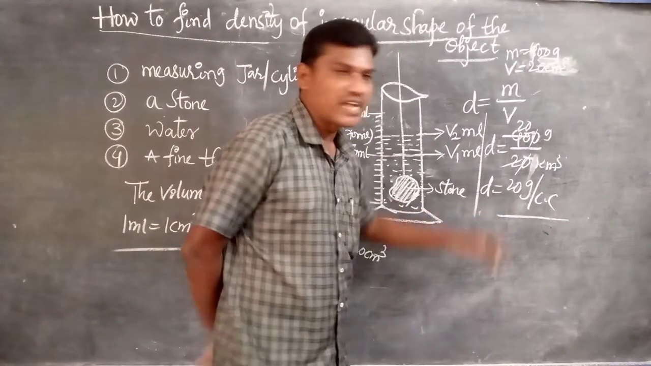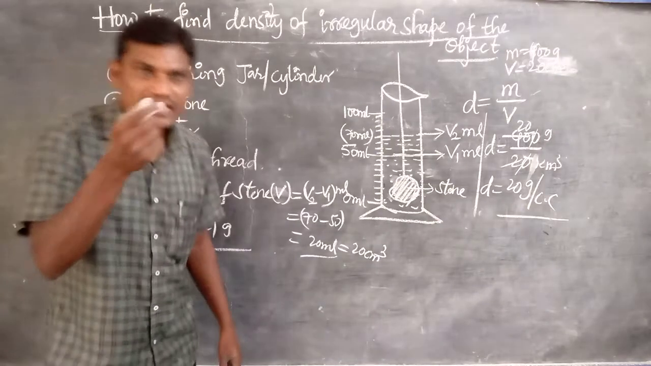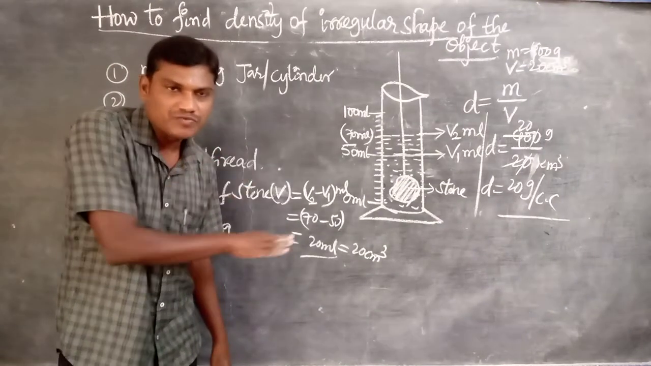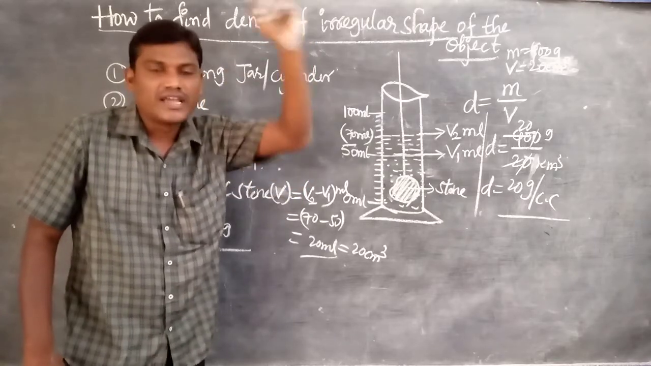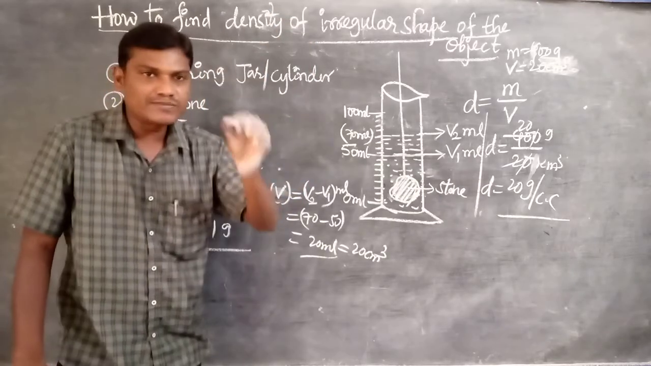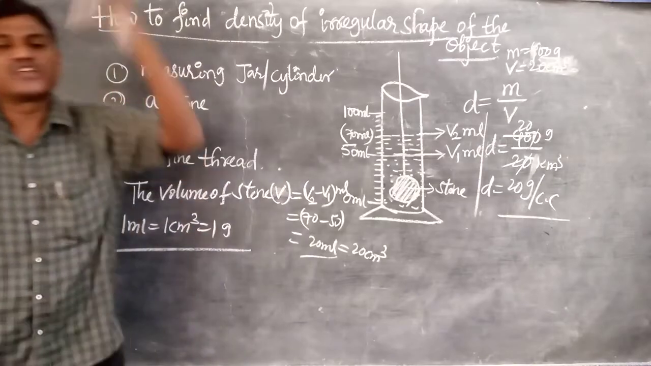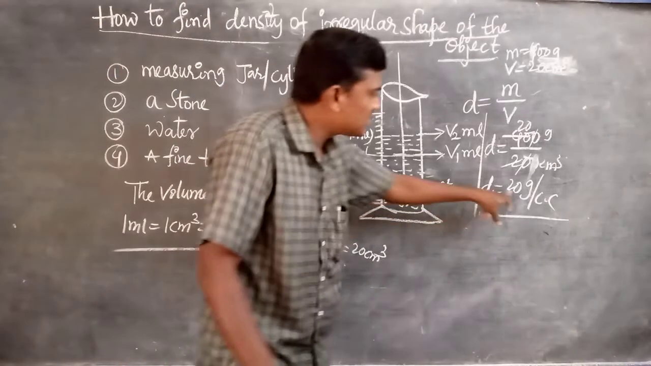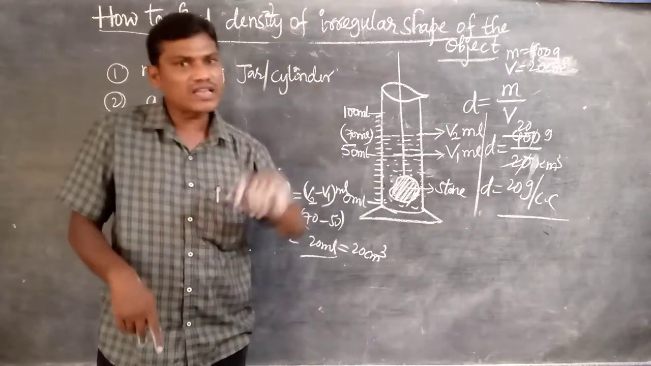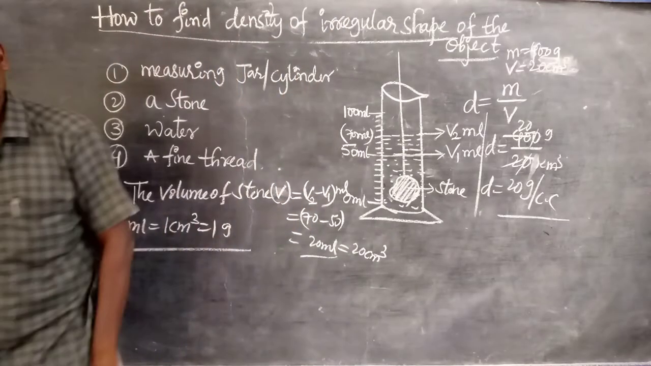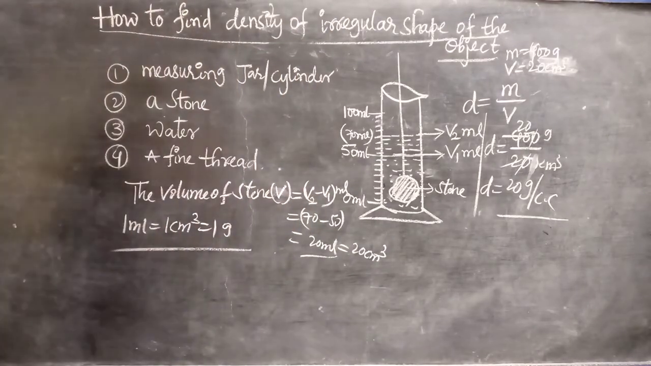We already discussed very clearly in our previous video: when an object's density is more than the water, it will sink in water. When the object's density is lesser than the water, it will float on water. So what is the density of the stone here? 20. Its density is more than the water, so it must sink in the water. That is the way of the method.